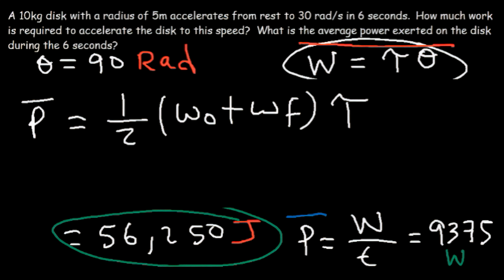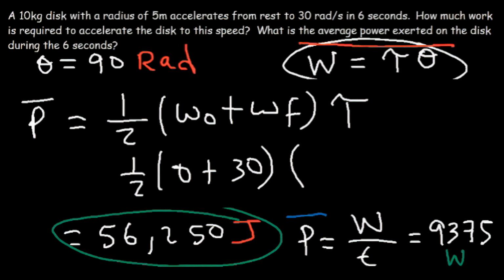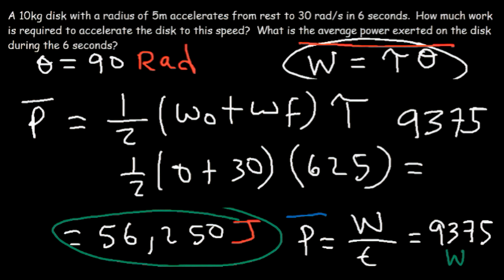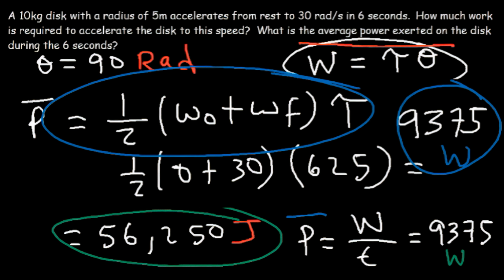It increased from 0 to 30, so the average between 0 and 30 is 15. So it's 1/2 (0 plus 30), which is 15, multiplied by the torque, which was 625. So 15 times 625 gives you an average power of 9,375 watts. So that's another way in which you can get the same answer, using the average power formula, or work over time.